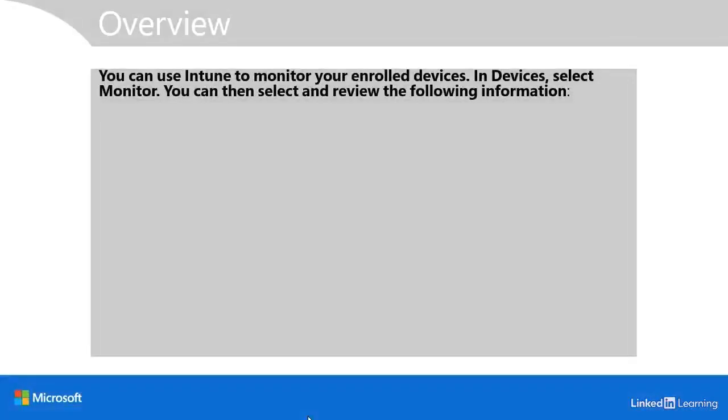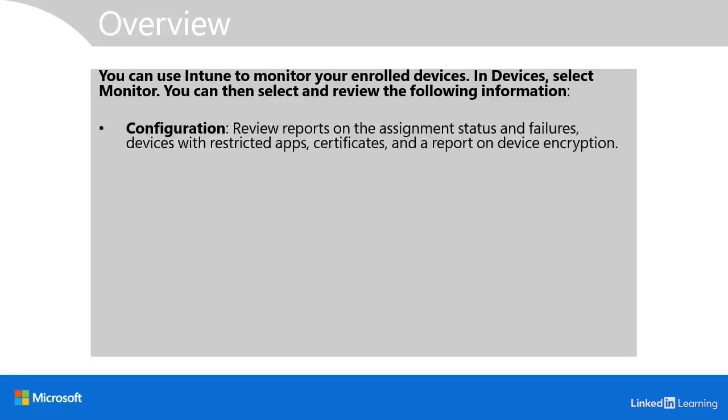You can use Intune to monitor your enrolled devices. In Devices, select Monitor. Then you can choose to review the following information. The configuration. So you can access reports on the assignment status and failures, devices with any restricted apps. You can review certificates and a report on the device's encryption state.